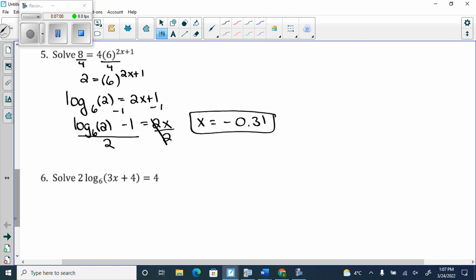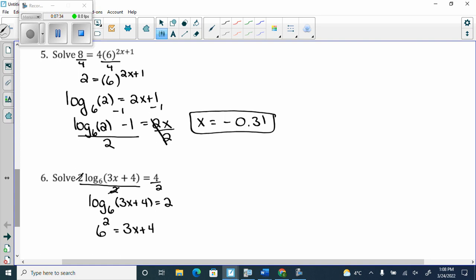My last one, what do I have to do first? Divide the 2 over. We're going to learn that we can actually bring it up as an exponent as well after today, but for now we're going to divide the 2 over because it works out evenly. I get log base 6 of 3x plus 4 equals 2. Okay, what am I going to do after this? Exponential. So I'm going to get 6 to the 2 equals 3x plus 4.